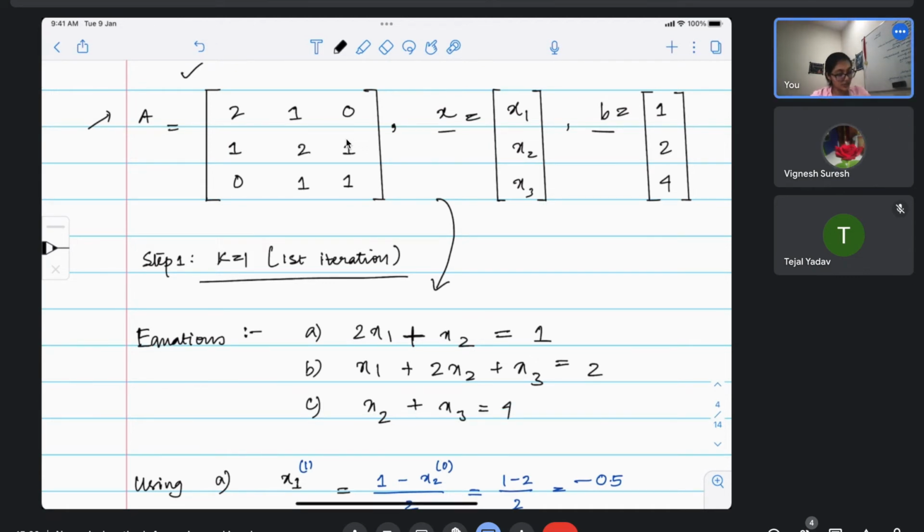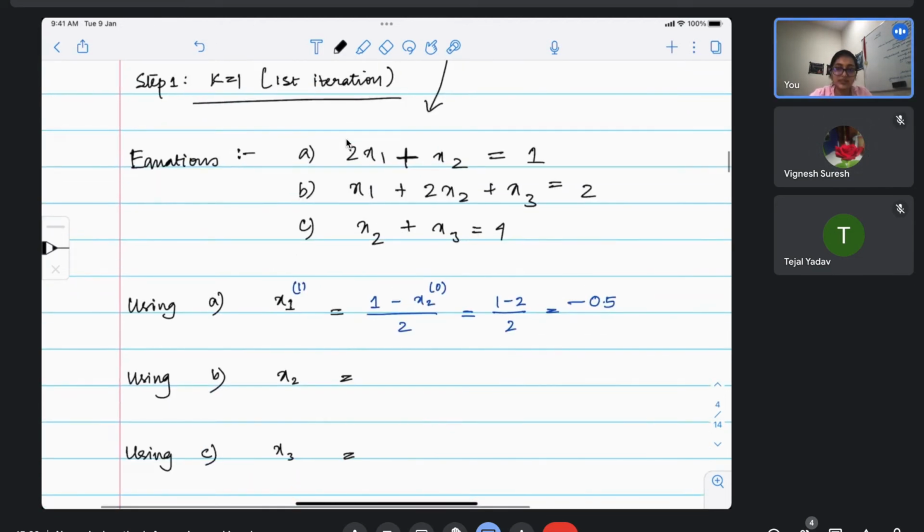Okay. So now what we will do in this method is that, using this first equation that we have written down, 2x1 plus x2 equal to 1, we will rearrange and write what will be the value of x1. And how do we rearrange that? How do we rearrange that? x1 will be equal to 1 minus x2 divided by 2. It will be 1 minus 2, divided by 2, equal to 0.5.